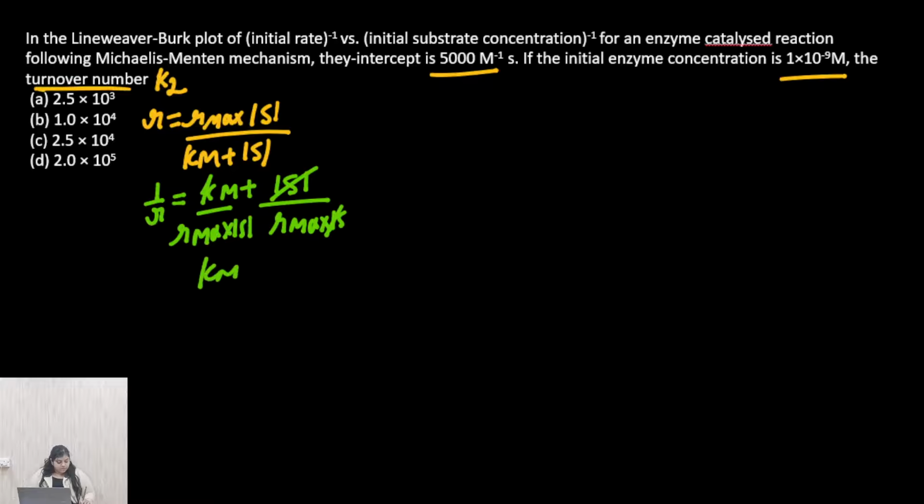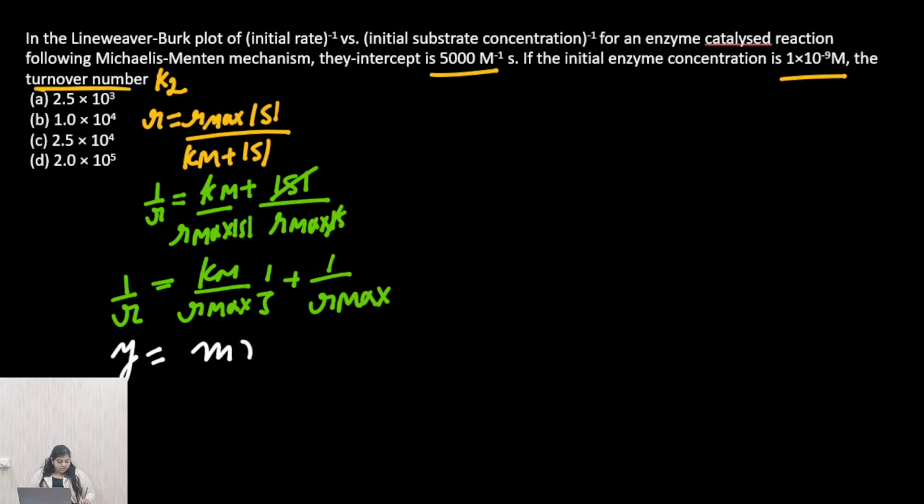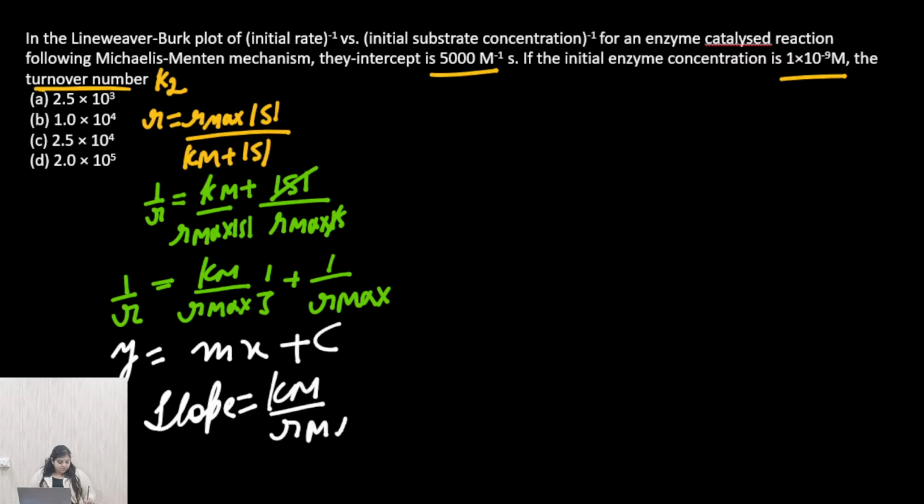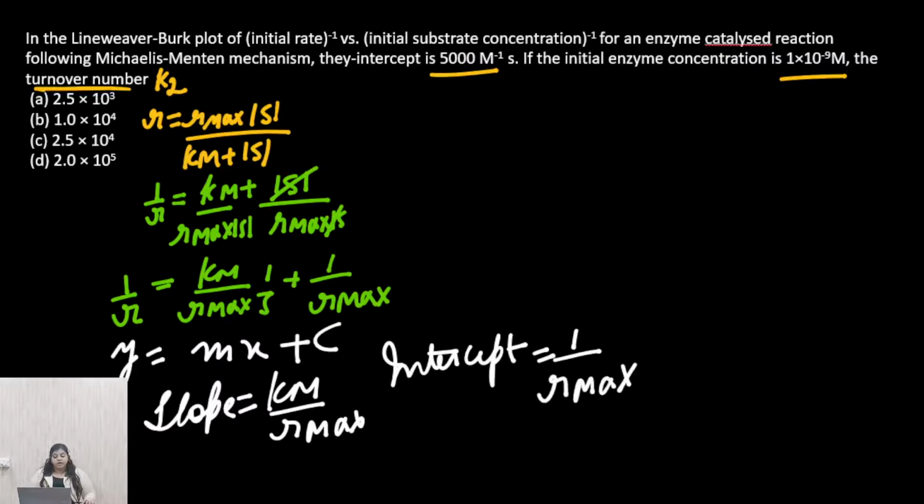It becomes Km upon Rmax into 1 by S, plus 1 by Rmax. This is equal to 1 by R. So this becomes y equals mx plus c. The slope becomes Km by Rmax and the intercept becomes 1 by Rmax. Right, we have to find now the value of K2 over here.